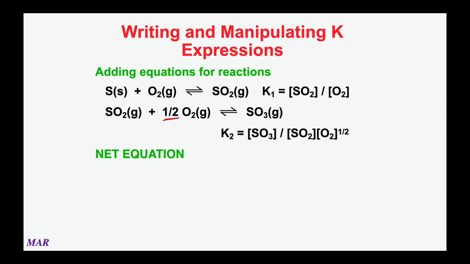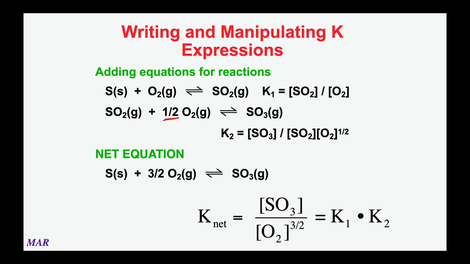Anyway, let's say that we wanted to go directly from sulfur and oxygen to sulfur trioxide, i.e. ignore the SO2 intermediate, if you will. Well, no problem. So first of all, the K net for our overall reaction would be just sulfur trioxide divided by O2 to the 3/2 power, all right?